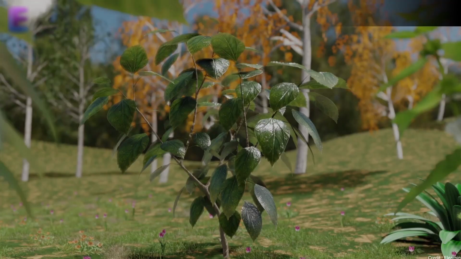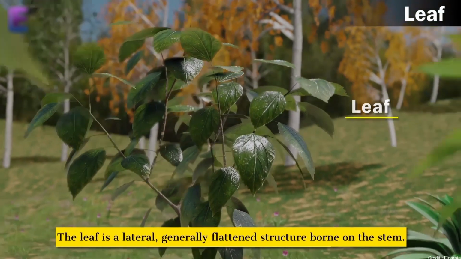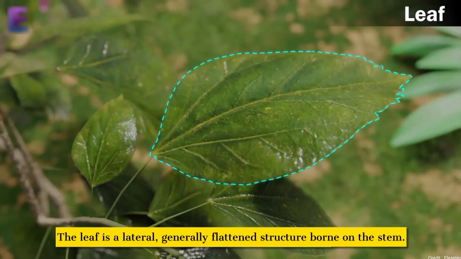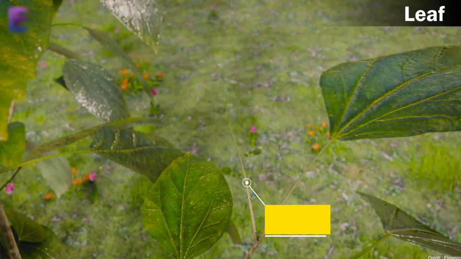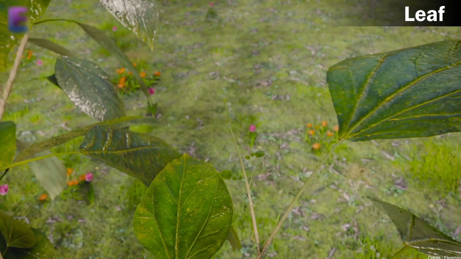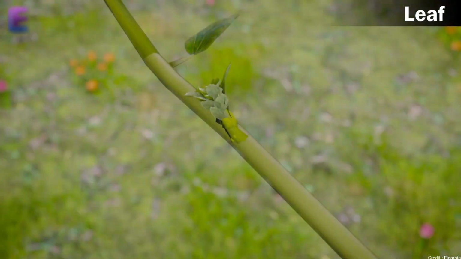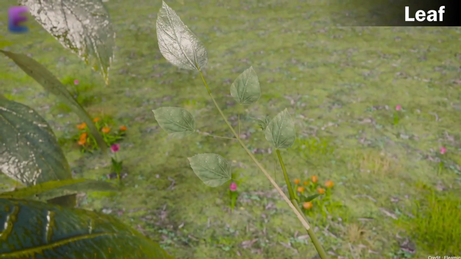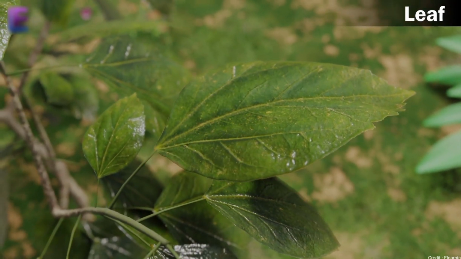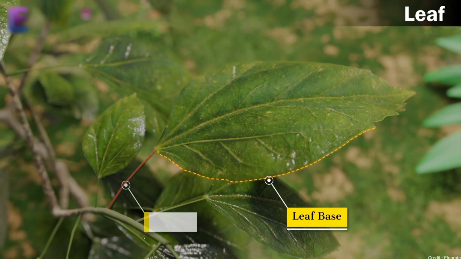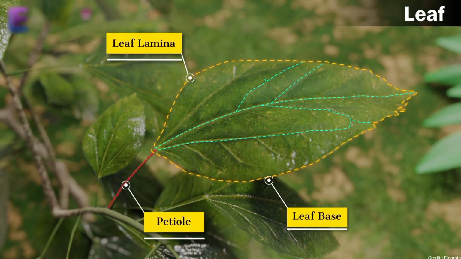Leaf. The leaf is a flattened structure that originates from the stem aerially. It develops at the node and bears an axillary bud. The axillary bud later develops into a branch. A typical leaf consists of 3 main parts. 1. Leaf base. 2. Petiole. And 3. Lamina.